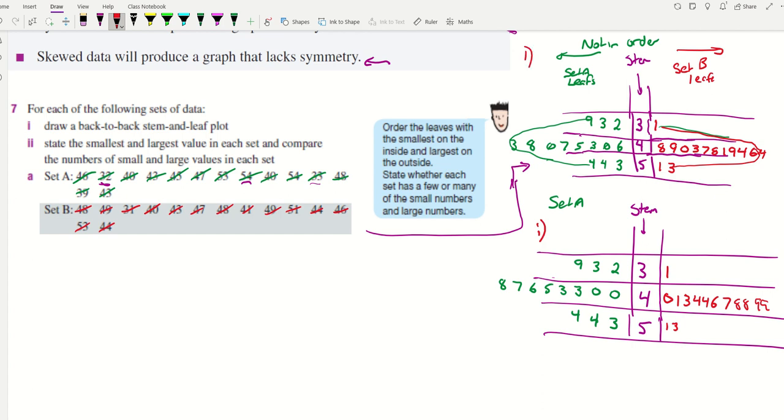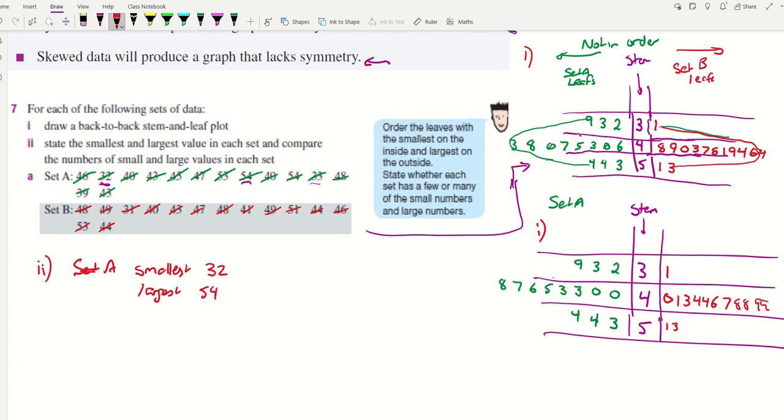I've done it by first writing them down in any order, then I order them. Now looking at the answer to these questions over here, state the smallest and largest value in each set. So set A, smallest is just the 1. It's going to be up here in the top stem, and then the one closest. So set A, it's 32. And for the largest, I'm going to the bottom, and then to the far left, 54.